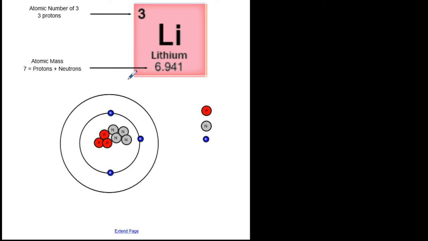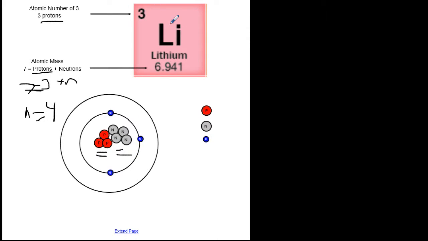Let's start with lithium. I have one started here. Lithium has 3 protons, so it has an atomic number of 3 and an atomic mass of 7. So 7 has to equal the number of protons plus the number of neutrons. Since the number of protons is 3, we get an equation that says 3 plus n is equal to 7. Subtracting 3 from each side, we get n is equal to 4. So that's why I have 3 protons and 4 neutrons.